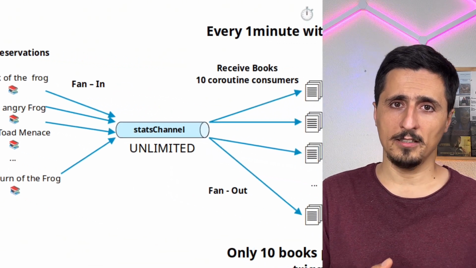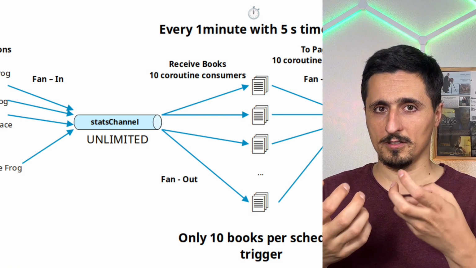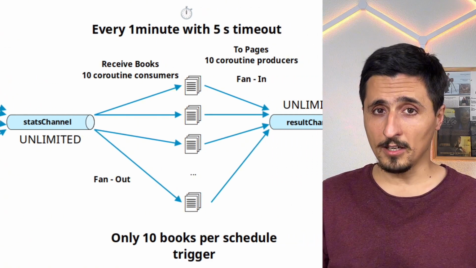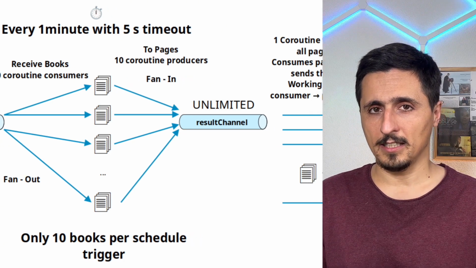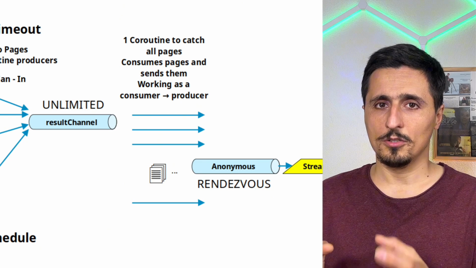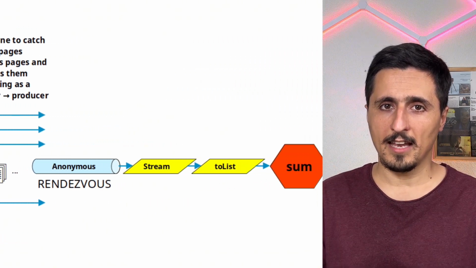We have a fan-in operation to put all of the raw data in a channel. This is the stats channel. Then we use a fan-out operation to get the data out of the stats channel. Then we use another fan-in operation to put all of the data in the result channel. And then finally, we do a rendezvous operation to get all of the data out of the results channel and turn that into a list.